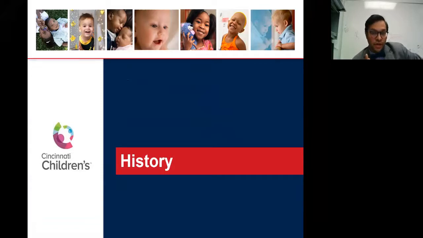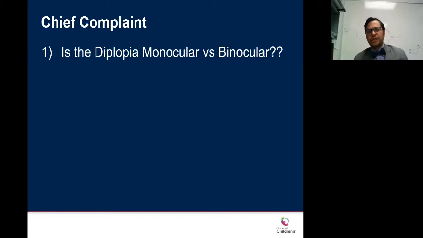So there are really 3 cardinal questions that can really help you get to the correct differential diagnosis. So the first question is: is the double vision or the diplopia monocular, which is one eye viewing, or binocular, which is 2 eyes viewing, okay?